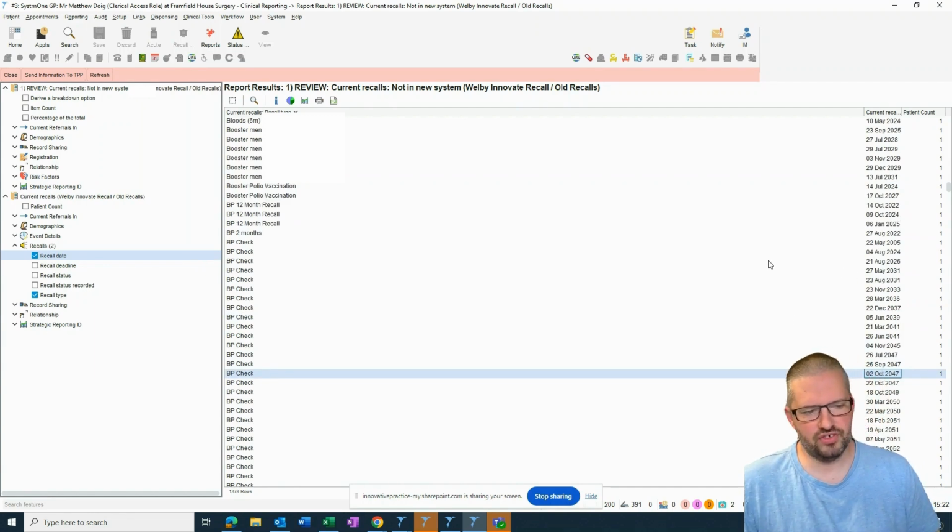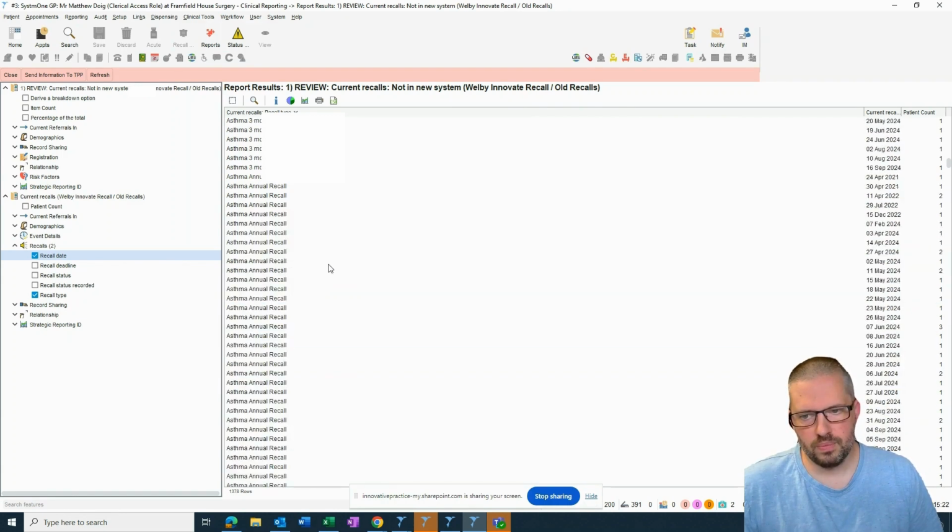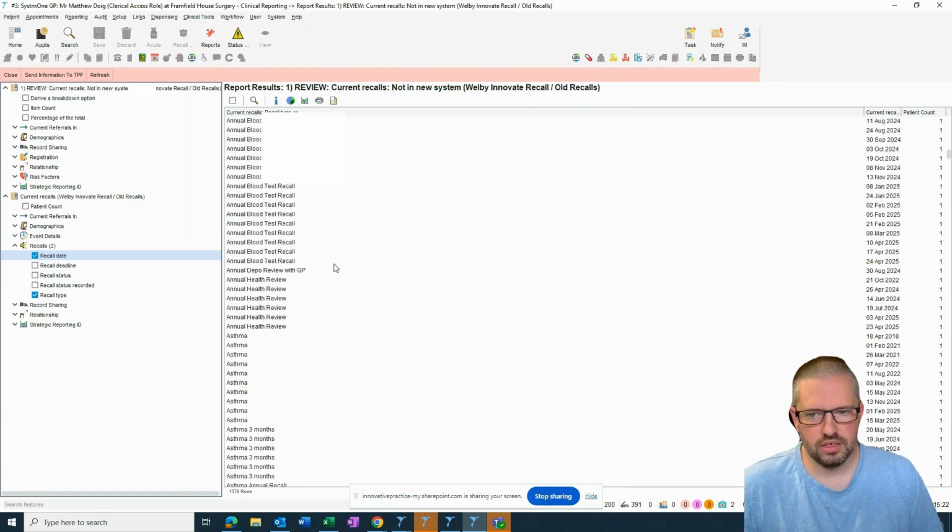Looking at those dates, it looks very unlikely there's anything particularly of significance in there. B12, our system does cover if you want to use it for B12 invites. We can show you how to do that.